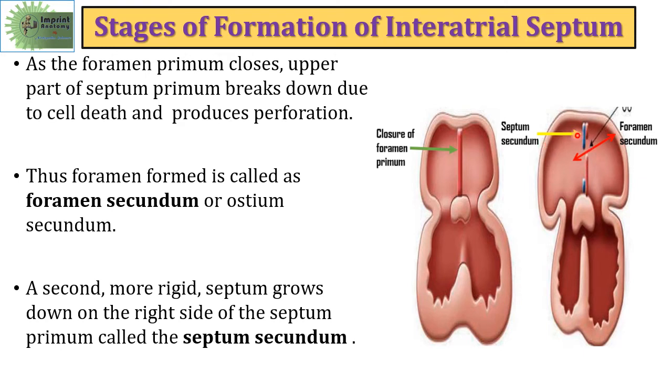Simultaneously, a rigid or tougher septum grows from the right side of the septum primum, and this is the second septum which grows. That's why this septum is also called the septum secundum.